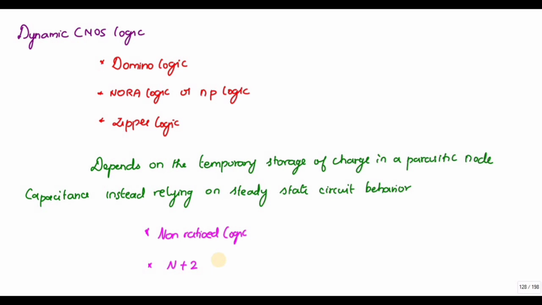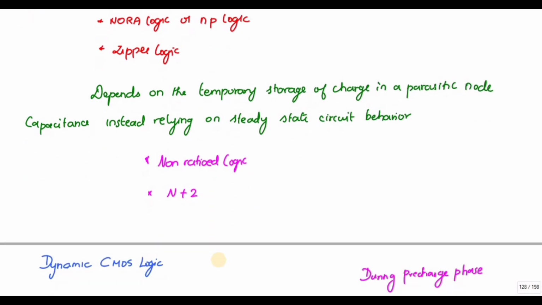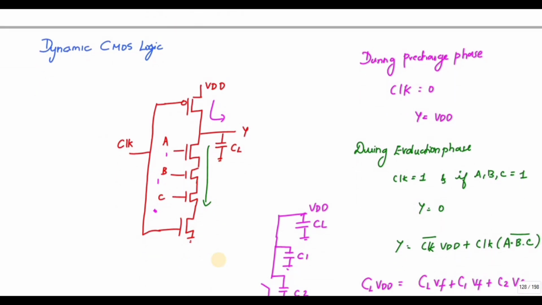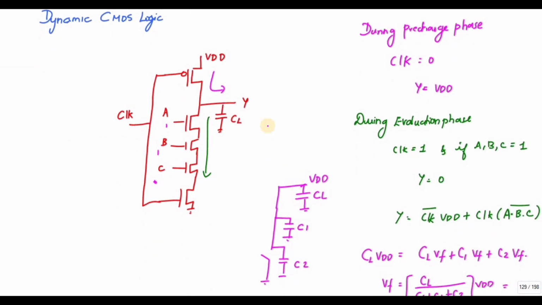If you see this case, Y is equal to... whenever the clock is 0, it will enter the pre-discharge phase, that is, this PMOS is on. Whenever the clock is 0, the VDD will reach this load capacitance. So I can write Y is equal to clock bar.